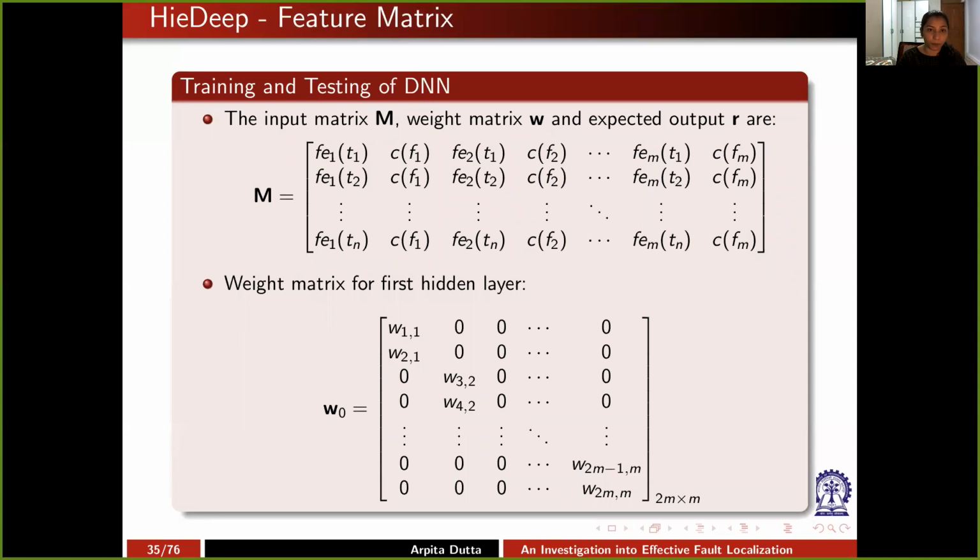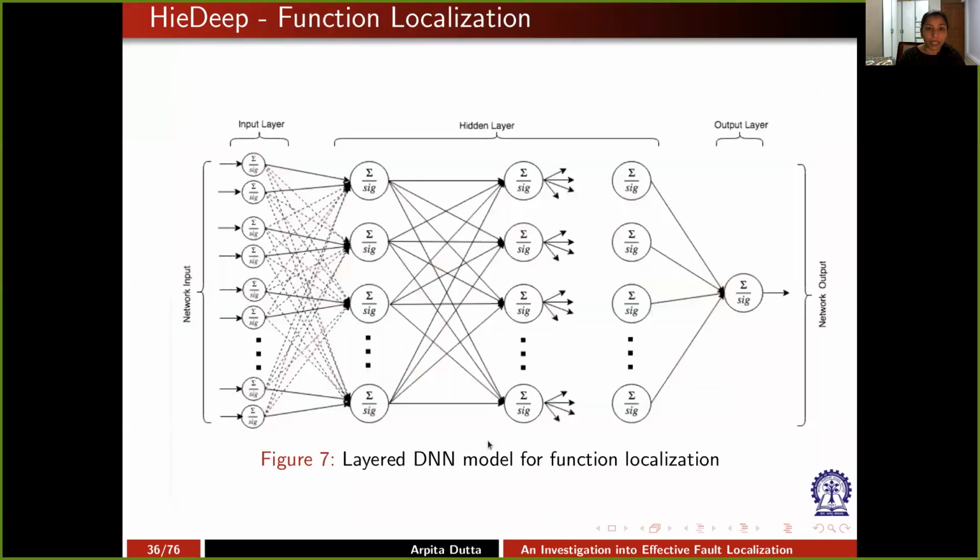Then we generated the input matrix, where we used the function execution ratio and function complexity metric for each of the functions, and using this input matrix we trained our network. The weight matrix for the first hidden layer is like this, and this is our proposed model, where we connect the two features of a particular function with the respective neuron only, and keep the other connections as zero. But we know that when the neural network trains and backpropagates, it will definitely assign some values to them.